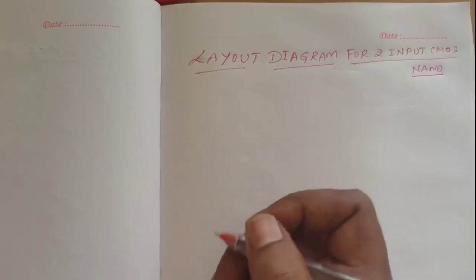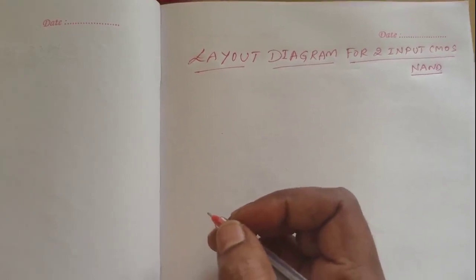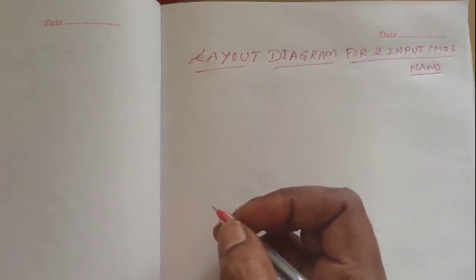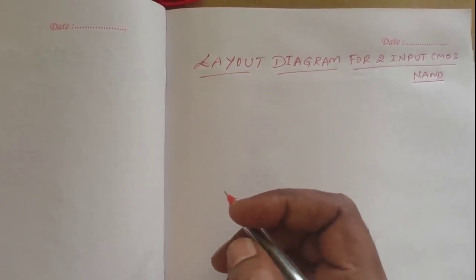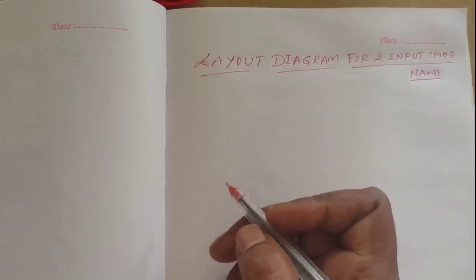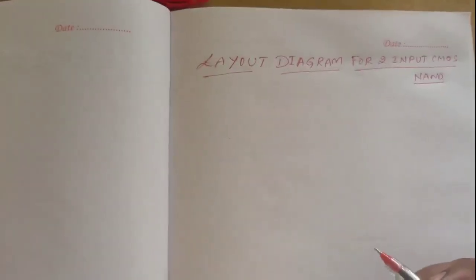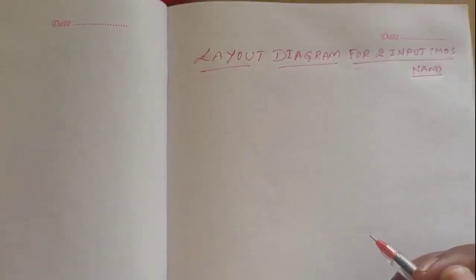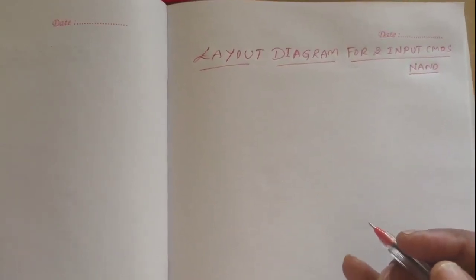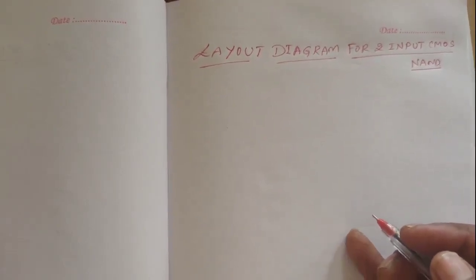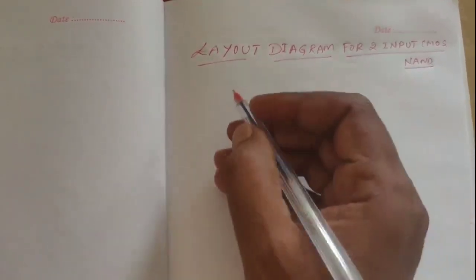Today I am going to talk about how to create a layout diagram for a two-input CMOS NAND gate. In my previous video, we talked about how to create a schematic diagram for the two-input CMOS NAND. Now, in order to complete our VLSI design part, we need to draw the layout diagram for a two-input CMOS NAND gate. So, in order to continue my discussion, first we should draw the schematic diagram for the two-input NAND.